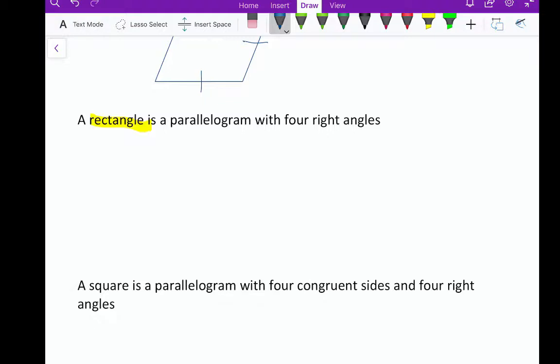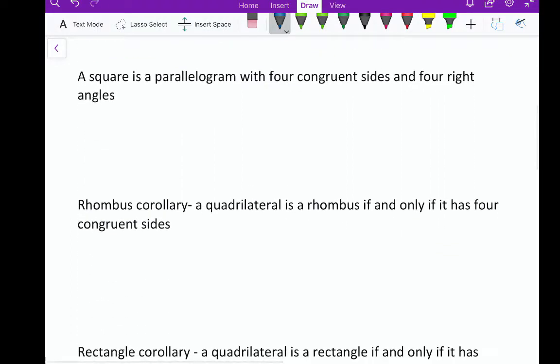A rectangle is a parallelogram with four right angles. So a rectangle is a parallelogram. So again, everything that's true for a parallelogram is true for a rectangle, but it's special in that all the angles are right angles. A square is a parallelogram with four congruent sides and four right angles. So a square is a parallelogram. It's also a rhombus. Why? Because a rhombus is a parallelogram with four congruent sides, which this has. But a square is also a rectangle because it's a parallelogram with four right angles. So a square is both a rhombus and a rectangle.